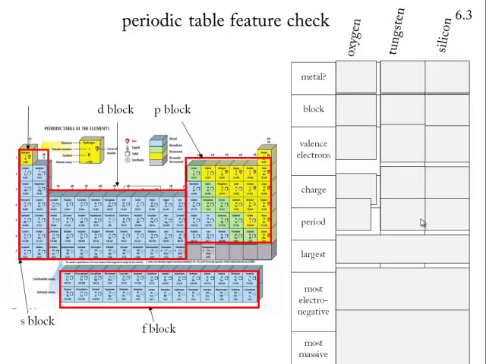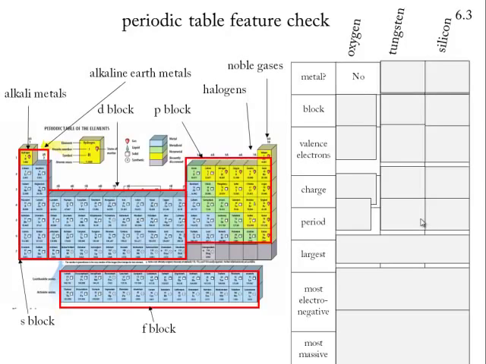What about that column? It is the alkali metals. This one, similar name, alkaline earth metals. This one, that's right, the halogens. How about right there? Oh, very important, the noble gases.